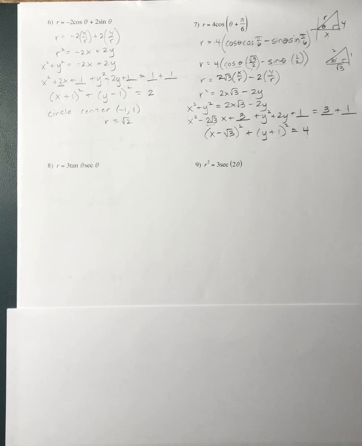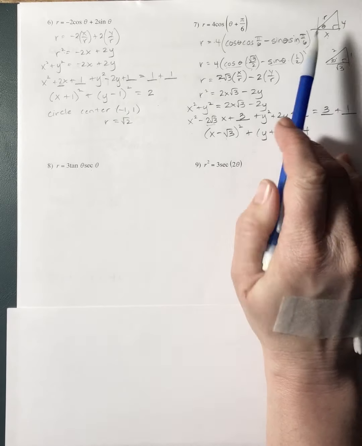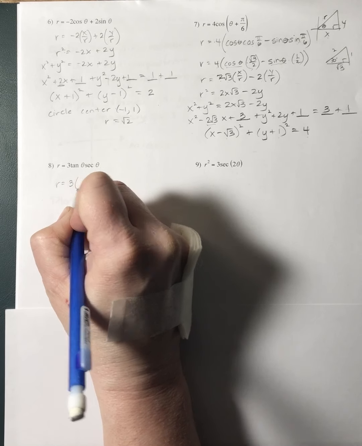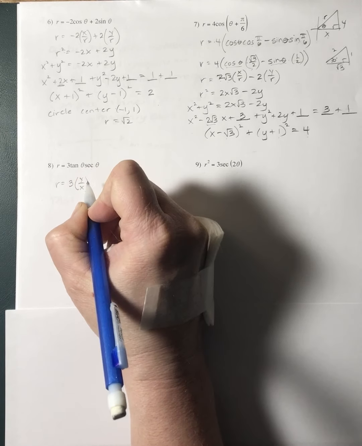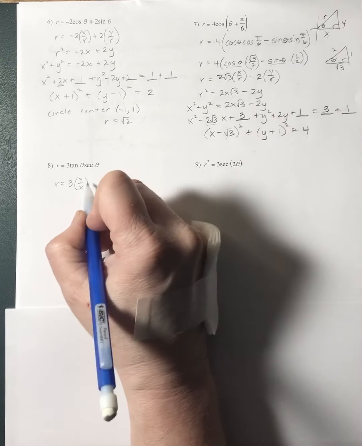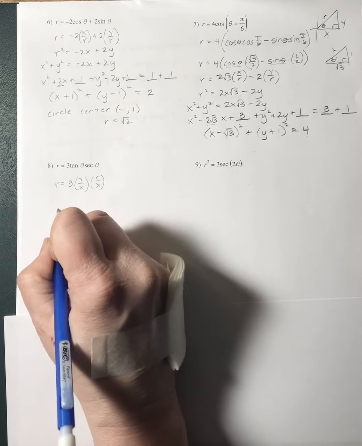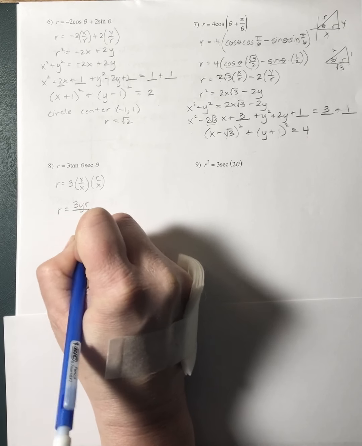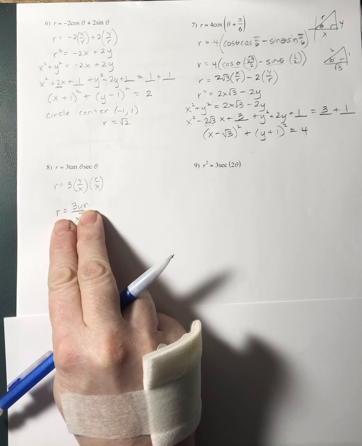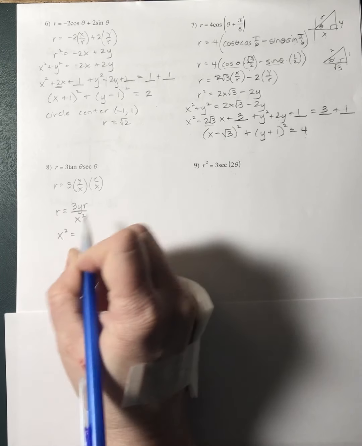2 more. R equals 3, tangent secant. So going back to this same triangle, R equals 3, tangent is y over x. Secant is the reciprocal of cosine. Cosine is x over r, so secant's going to be r over x. So right now what I have is r equals 3yr over x squared. My r's are both on top, so I can divide both sides by r. I can multiply by x squared to get that out of the denominator.